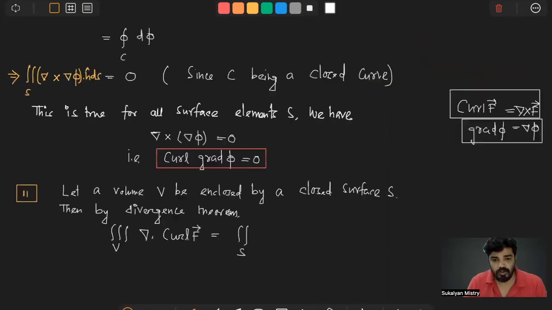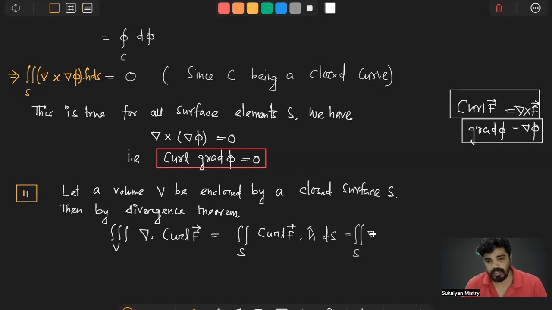So that is equal to del dot curl F, which equals the double integral over S of curl F dot N dS. Curl F means del cross F. So you can write it in this form: the double integral over S of del cross F dot N dS. Suppose this is equation 1.